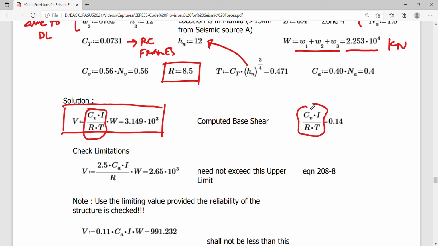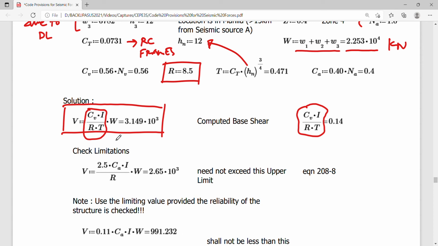for the purpose of looking into the percentage upon which the base shear is compared to the total weight of the dead weight of the building. Okay, so I obtained a 0.14 factor here, which means to say that more or less my base shear is 14% of the total dead weight of the building.